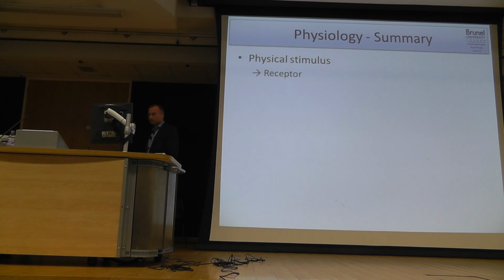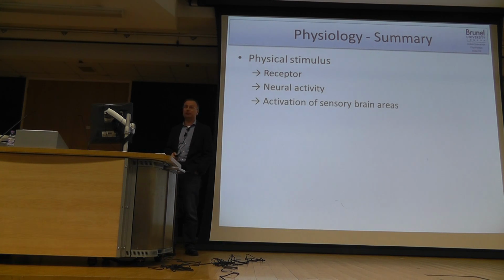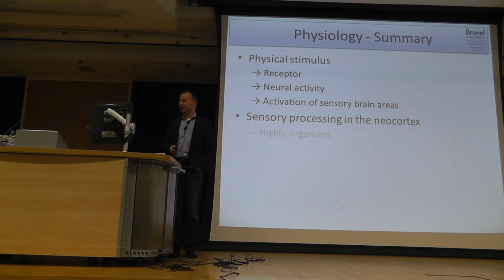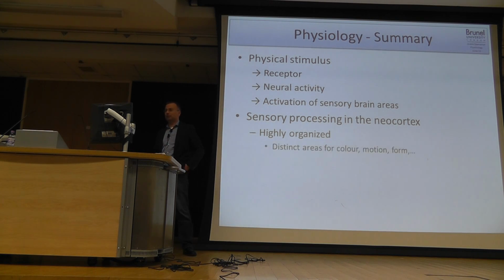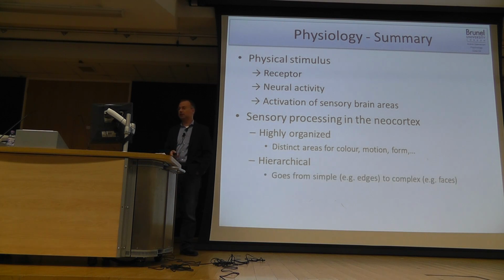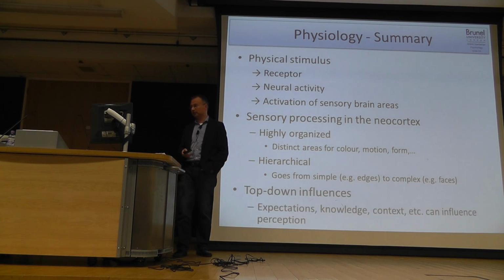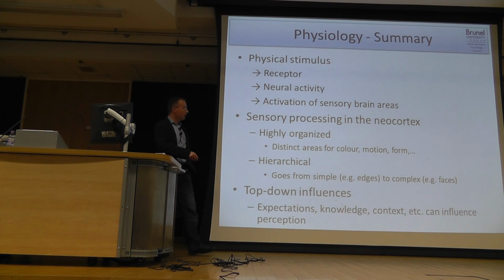Okay. So, to summarize, we start out with the receptor, and we had the example of vision, but the same principles apply to all our sensory modalities. From receptor to neural activity, activation of the respective sensory areas in the brain. Then in the neocortex, we have highly organized processing of that information. As we have seen, we have different areas in the visual system which process color, a different area for shape, a different area for depth perception, and so forth. We have hierarchical processing, from very simple, like detecting edges, to more complex, like faces. And we have top-down influences, so that our expectations, previous knowledge, and the context of information can influence our perception of things.